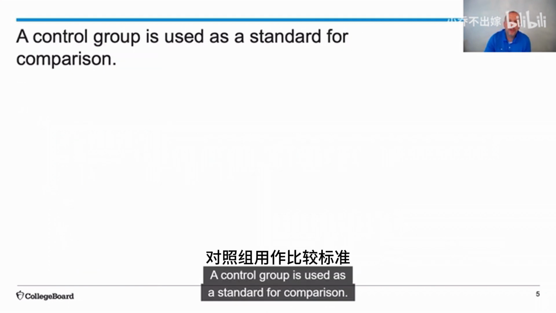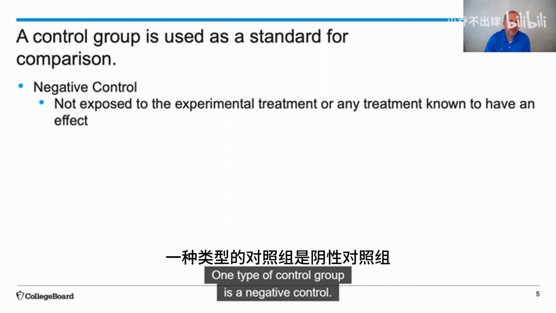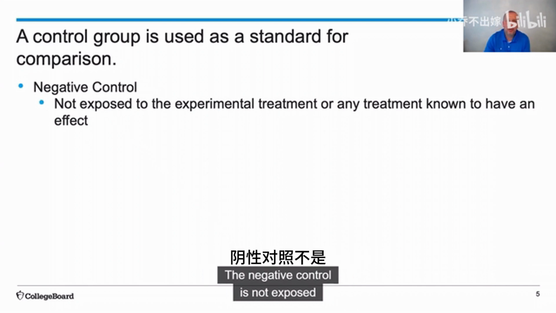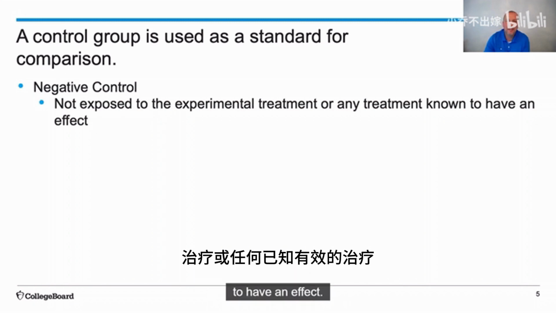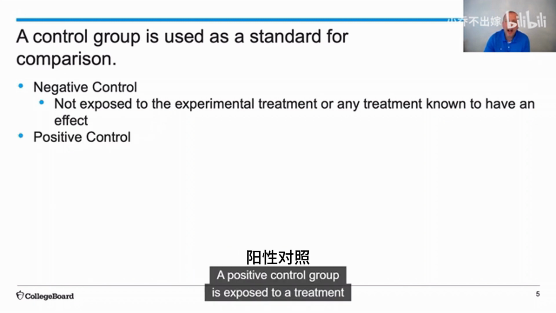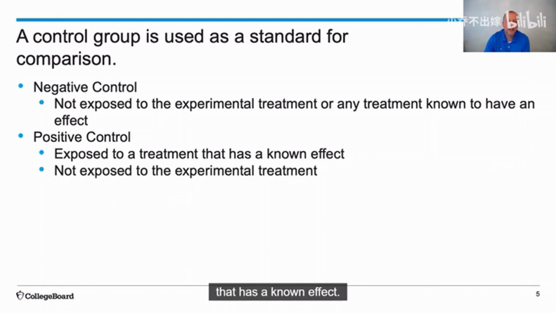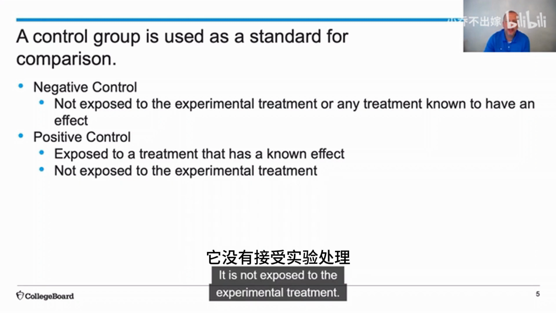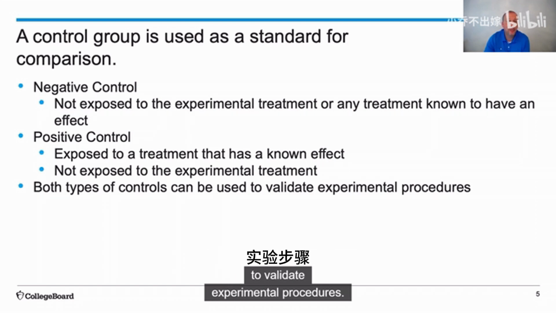A control group is used as a standard for comparison. One type of control group is a negative control. The negative control is not exposed to the experimental treatment or any treatment known to have an effect. A positive control group is exposed to a treatment that has a known effect. It is not exposed to the experimental treatment. Both types of controls can be used to validate experimental procedures.